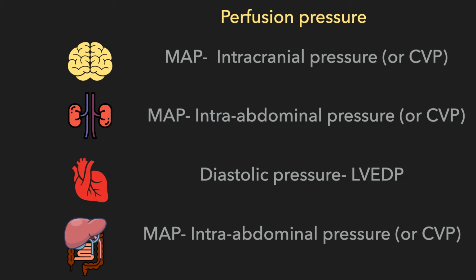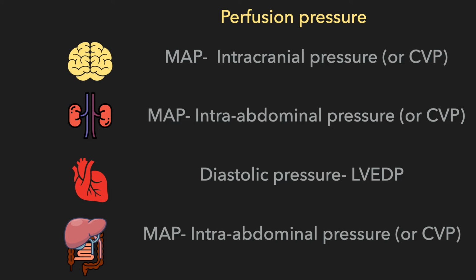In different organs, your perfusion pressure is slightly different. In the brain, it's MAP minus intracranial pressure. In the abdomen, let's say your kidney, liver, or gut, it's MAP minus your intra-abdominal pressure. In the heart, it's a little bit different because the left coronary artery is mostly perfused during the diastolic phase. So the coronary perfusion of the left coronary artery is diastolic pressure minus your LVEDP.